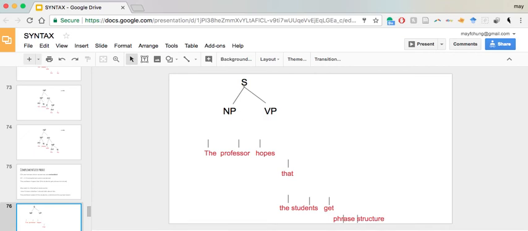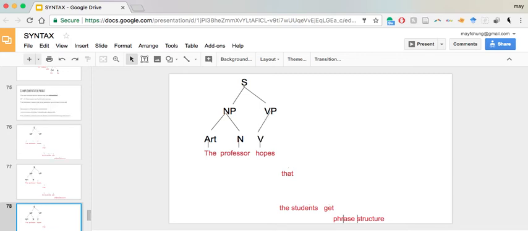So how do you map that? You start with your sentence, of course, and you split off into your noun phrase and your verb phrase as normal. So the professor, I would group that as a noun phrase, and I would say that the is an article, and professor is a noun, right? Hopes will be your verb. But then you have a that, right? So what's that? That is a complement that connects to the students get phrase structure.